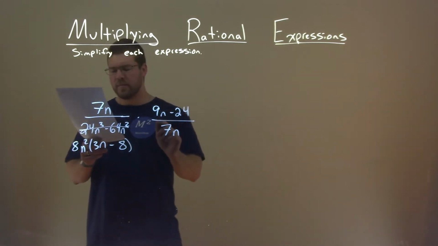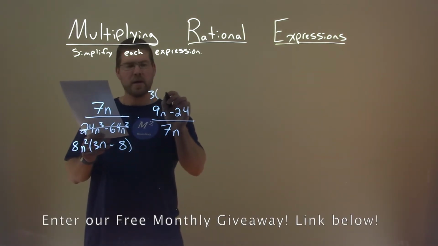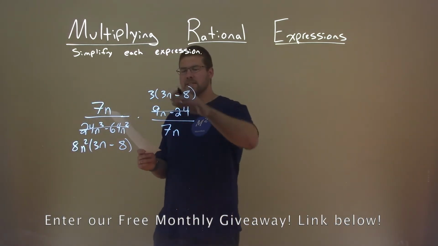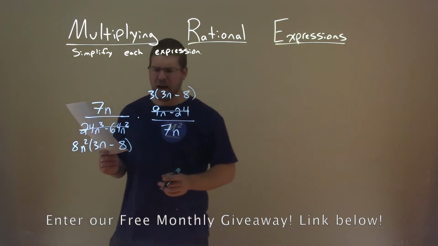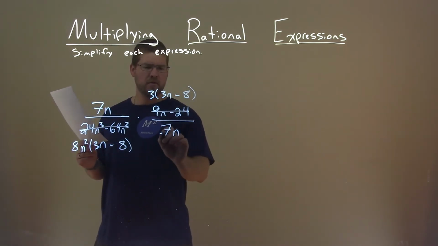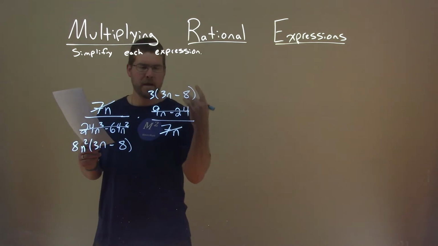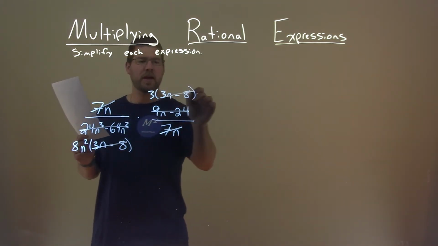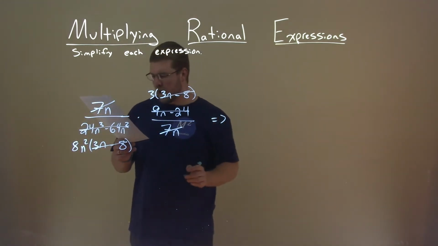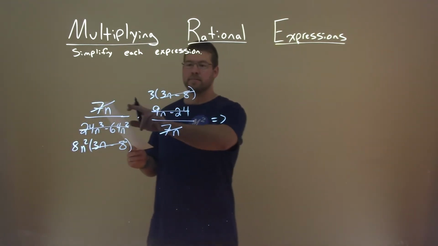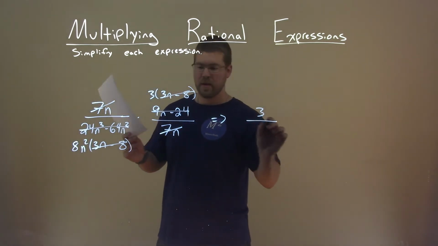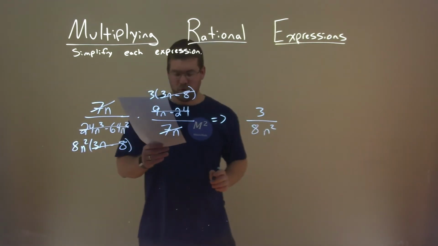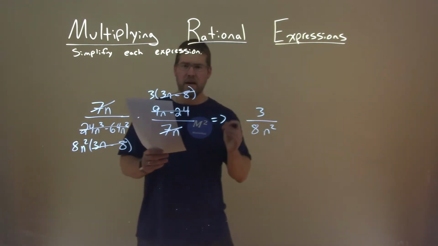Up here, same thing. I can pull out a 3. And we're left with a 3n minus 8. So I'll mark that off that I've replaced that with something else. And now I can cancel some things out. Notice the 7n here and the 7n there. They cancel. We have a 3n minus 8 and a 3n minus 8. They cancel as well. So now we have to multiply across here. 3 is what's left in the numerator. And the denominator is actually left just 8n squared. And so our final answer is 3 divided by 8n squared.